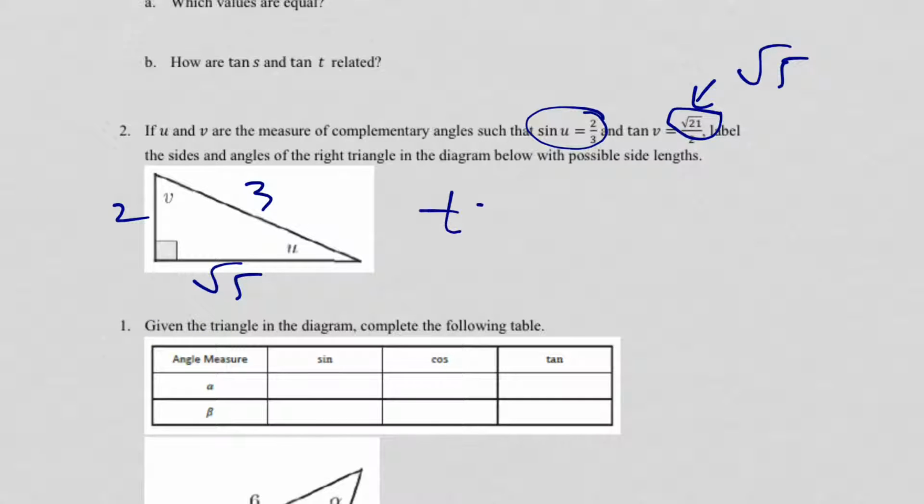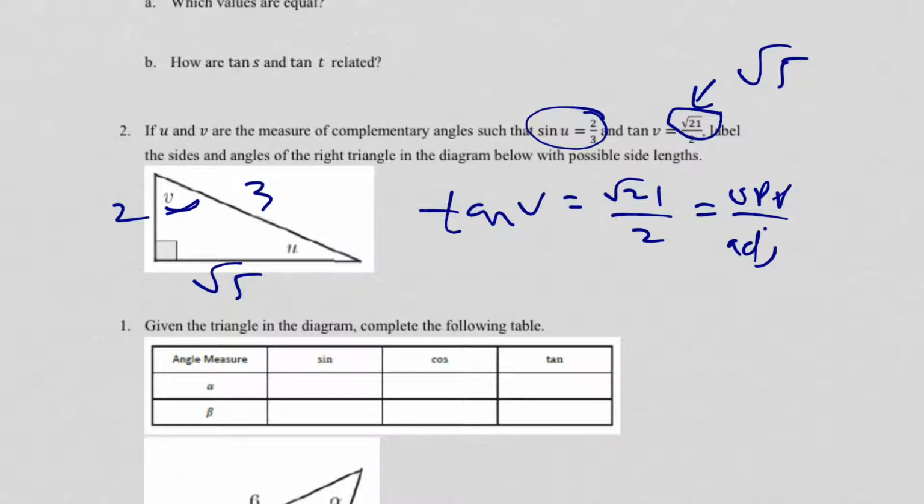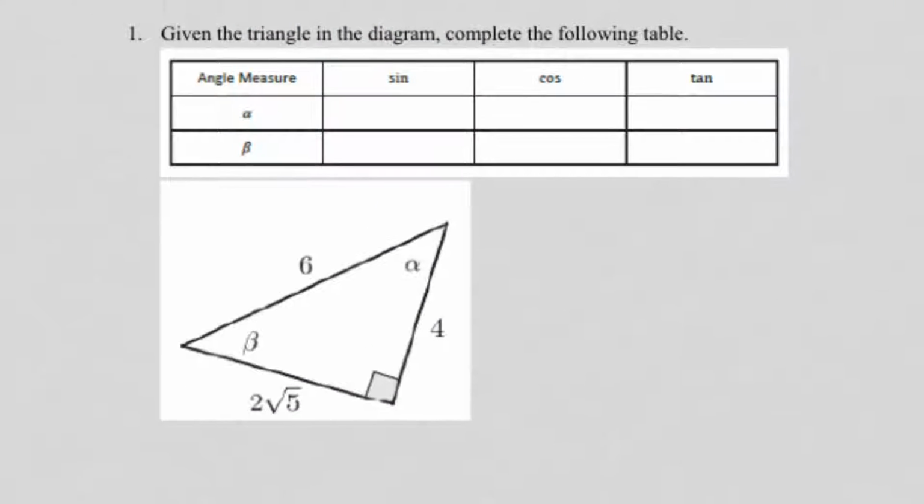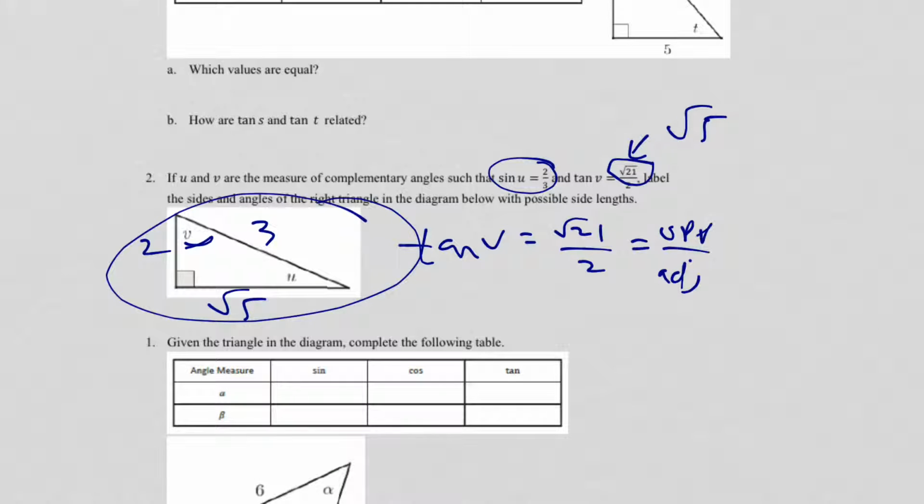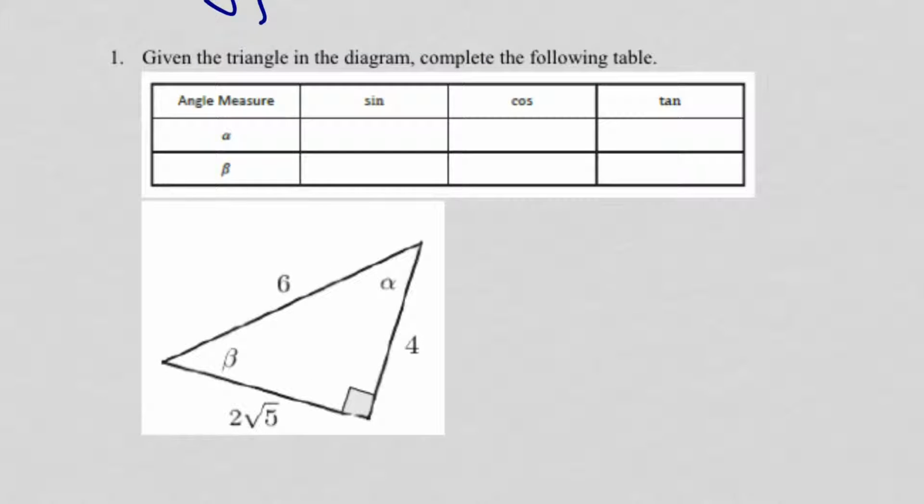If you actually apply tangent here, tangent is opposite over adjacent, starting from angle V. So opposite here would have been this square root of 5. But no way square root of 5 and square root of 21 will ever be equal. So that has to be a typo. That was my fault. Sorry. But I hope you guys understood it, because this is a really good skill to know for trigonometry, for geometry.